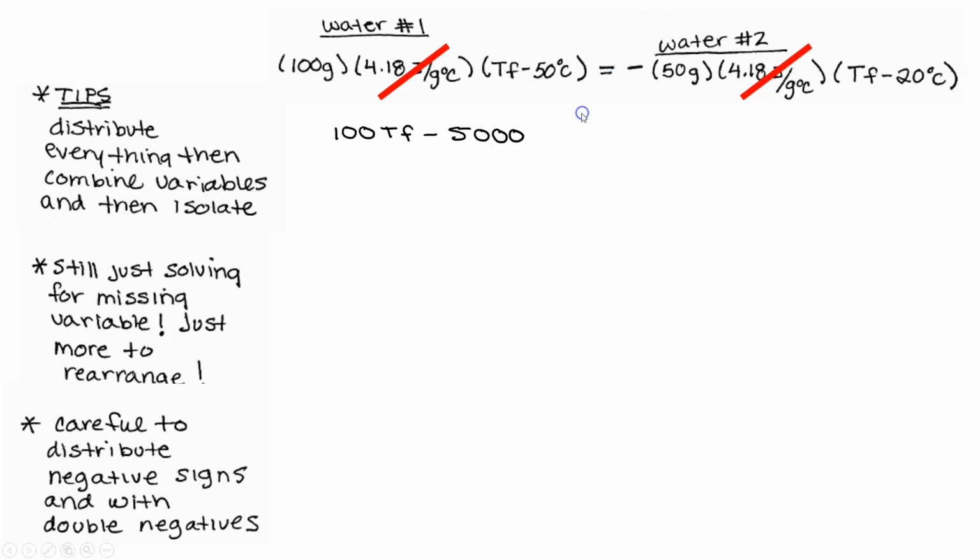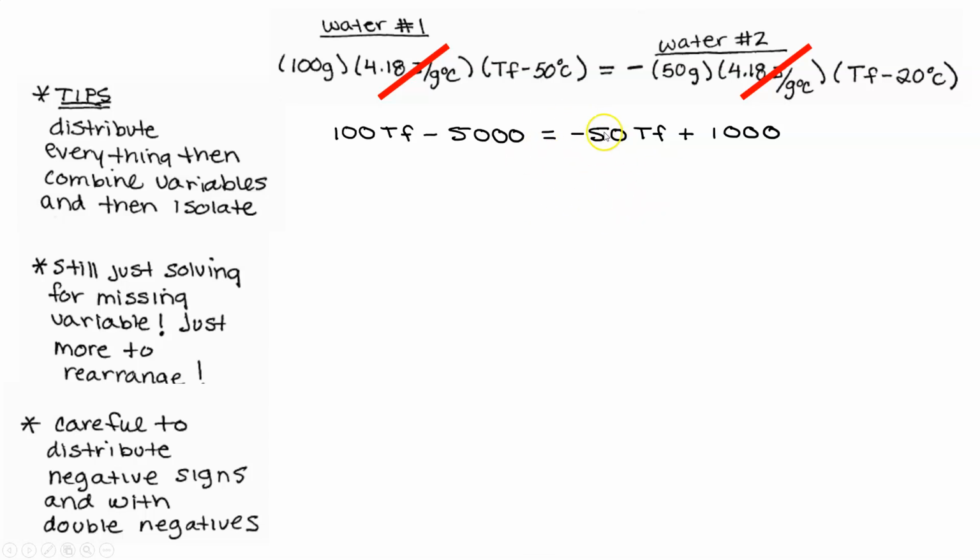So 100 grams times TF and 100 grams times negative 50. And then on the other side, I'm going to do the same thing. Negative 50 times TF, negative 50 times negative 20. That's where that double negative can be a real problem if you forget. So I end up with 100 TF minus 5,000 equals negative 50 TF plus 1,000 because we had that double negative.